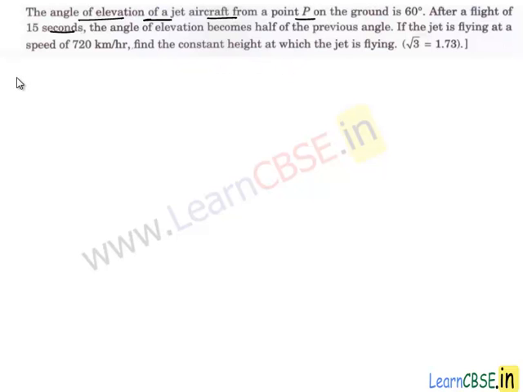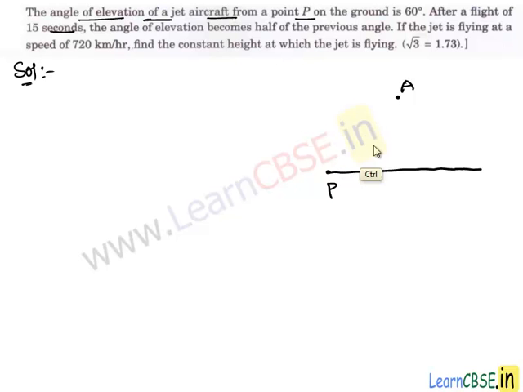To solve these kinds of problems, first we draw a simple figure to get the whole description of the above question. Here we take P to be a point on the ground, somewhere at an unknown height, and A to be the position of the jet. For the first time, the angle of elevation of the jet from point P is 60 degrees.